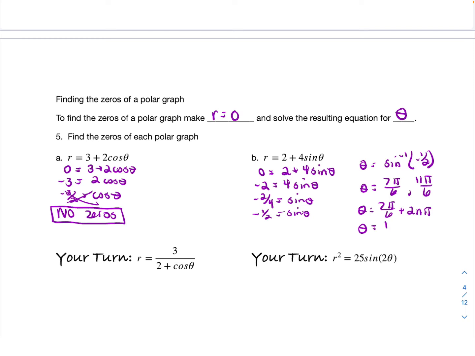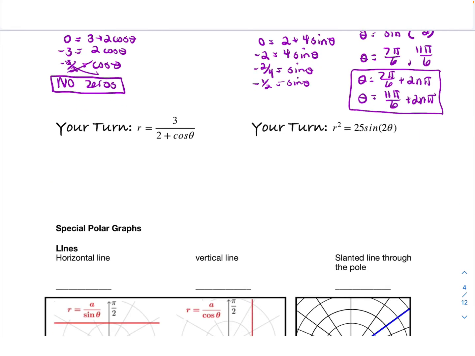and if I don't ask you for that, sometimes you can give me all the values. So again, it's just going to repeat every time we go around the unit circle. So you can give us sometimes just the points on that. And then the next one.